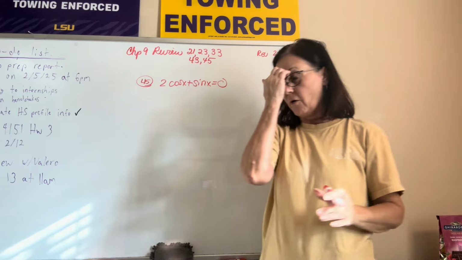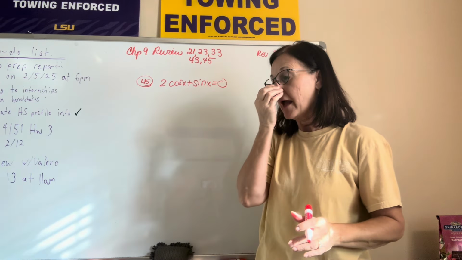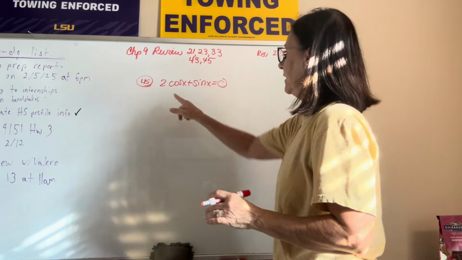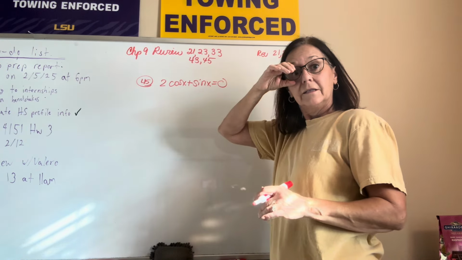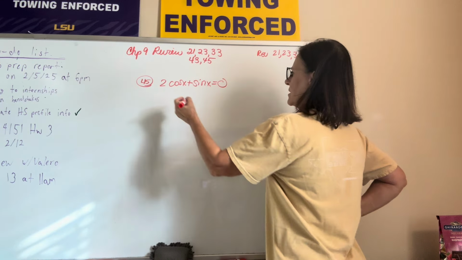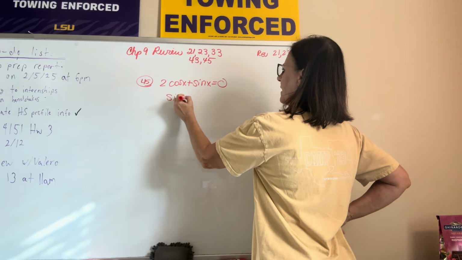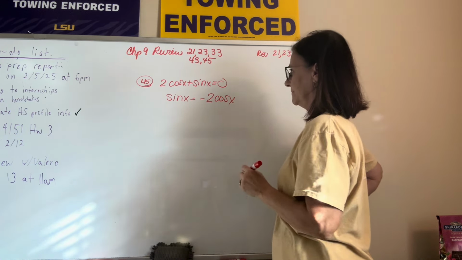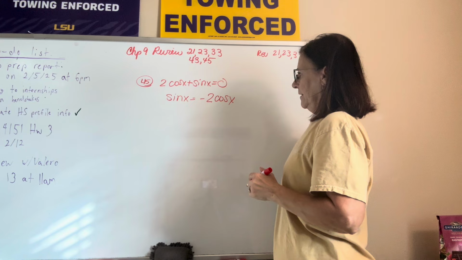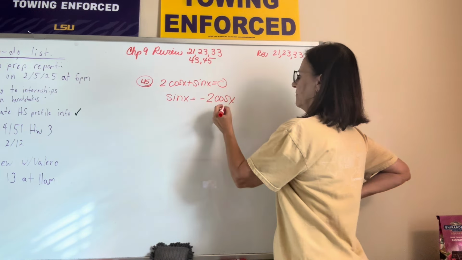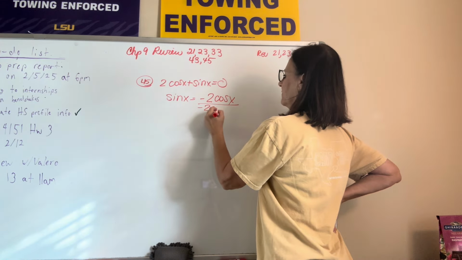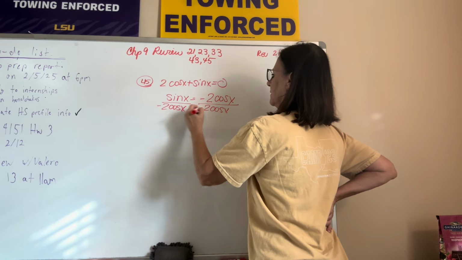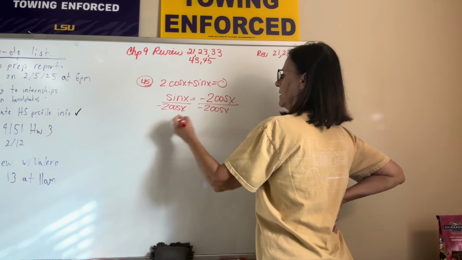The only thing I know I can do is, how can I make this look like the tangent? Because the tangent is sine over the cosine. So I'm going to subtract 2 cosine x from both sides. So I have sine x equals negative 2 cosine x. All right, now I'm going to divide by negative 2 cosine x so that this equals 1.